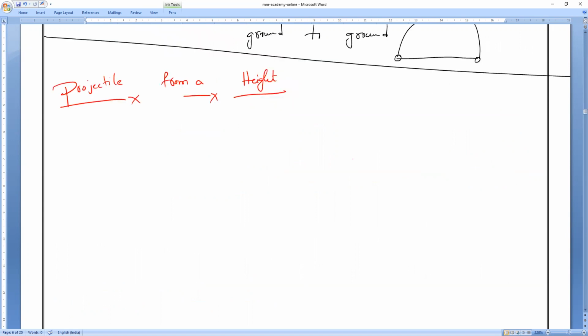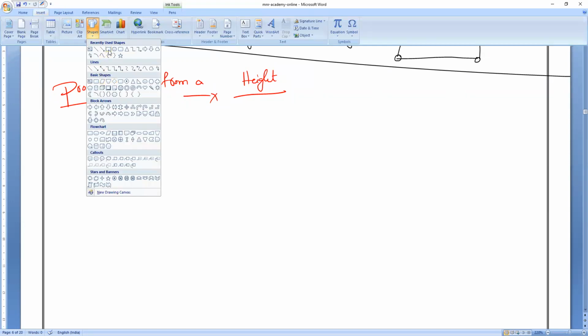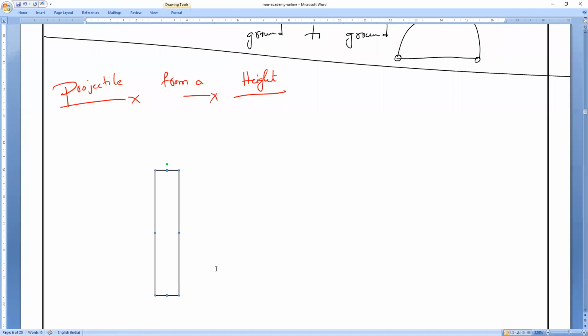So let us study till here in today's class. All of you observe and remember. Let me take a building, a tall building having a height H. So all of you remember, the height of the building is H. Nothing else is there. So this is my building.